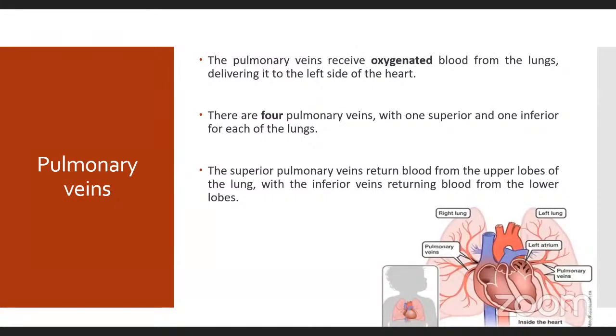The pulmonary veins receive oxygenated blood from the lung, delivering it to the left side of the heart. There are four pulmonary veins, with one superior and one inferior for each lung. They enter the pericardium to drain into the superior left atrium on the posterior surface. The superior pulmonary vein returns the blood from the upper lobes of the lung, with the inferior vein returning blood from the lower lobes of the lung.